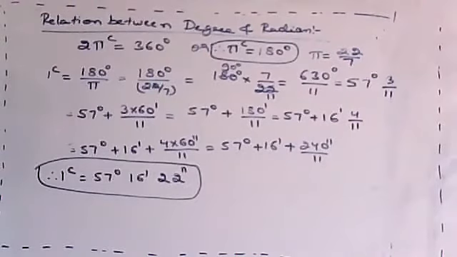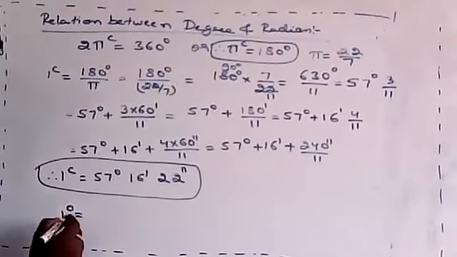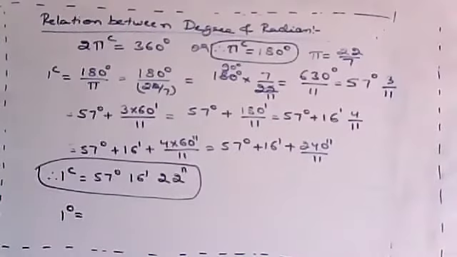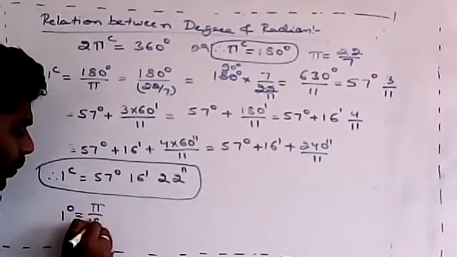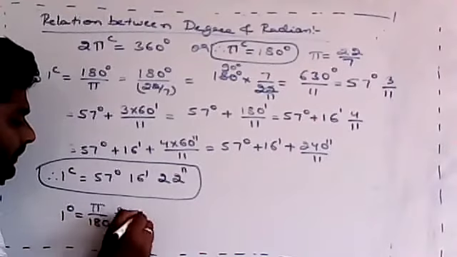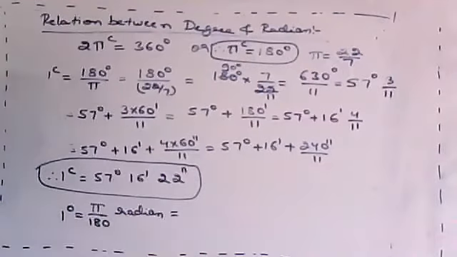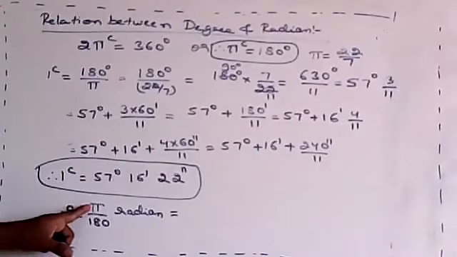Okay, just convert that one. Clear? Okay. In the same way, 1 degree is equal to, can you tell me? Here I have written 1 radian is equal to 180 by pi. What is 1 degree equal to? 1 degree is equal to what? Pi by 180 radian.